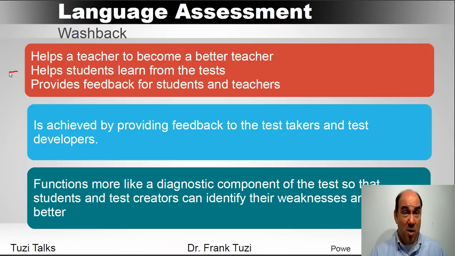Getting a score of 88 is not going to help the student very much at all, other than that they now know, hey, I did fairly well. What were my weaknesses? I don't know. What were my strengths? I don't know. Okay? You let them see the test or give them other feedback, that's going to be better for them. So you want to provide feedback for both students and teachers. Okay? Providing feedback is the best way to achieve good washback to both the test takers and the test developers.